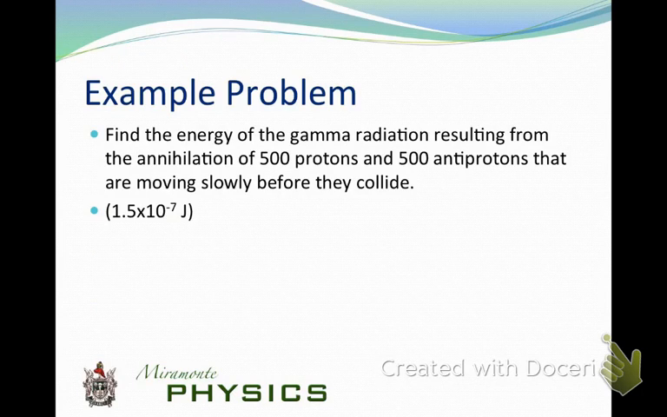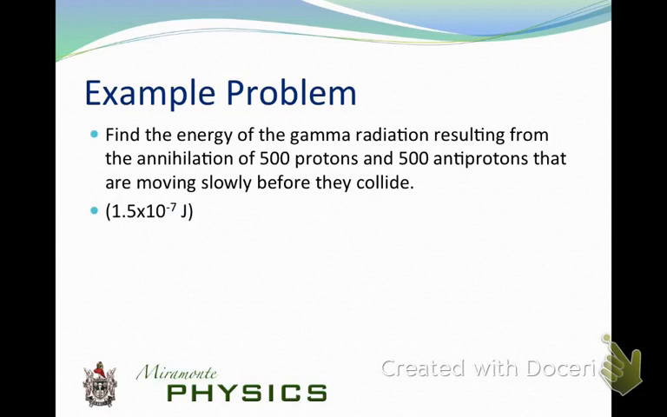So here's an example problem. Find the energy of gamma radiation resulting from the annihilation of 500 protons and 500 antiprotons that are moving slowly before they collide. Okay, what does that mean? We haven't talked about particles yet, but we have particles and then we have antiparticles. Antiparticles have such a short decay rate that they don't last very long. So protons are stable, antiprotons aren't stable. But if you have a proton and an antiproton, whenever they meet, they collide and annihilate each other and disappear into pure energy. That's just the behavior we'll talk about when we get into particle physics.